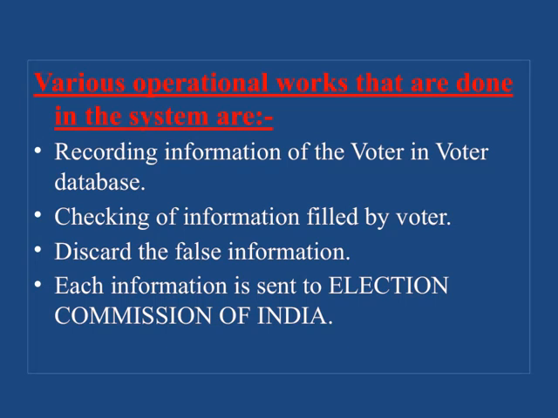Now, let's look at some of the key operational tasks involved in managing the voter system. First, we record the information of each voter in the voter database. This step is crucial because it helps us maintain an accurate and up-to-date record of all registered voters. Next, we check the information filled out by the voter to ensure everything is correct and complete.